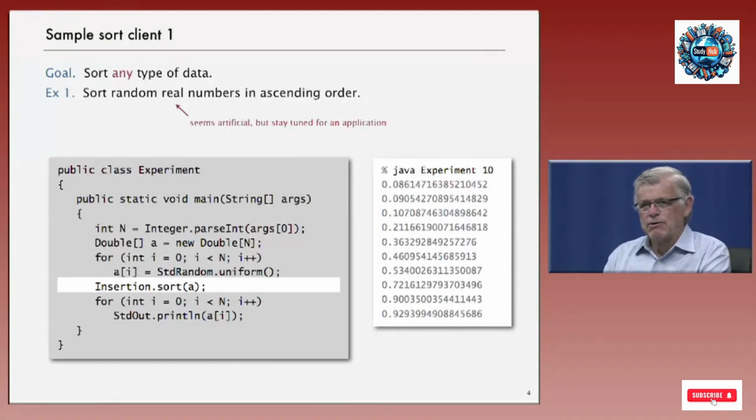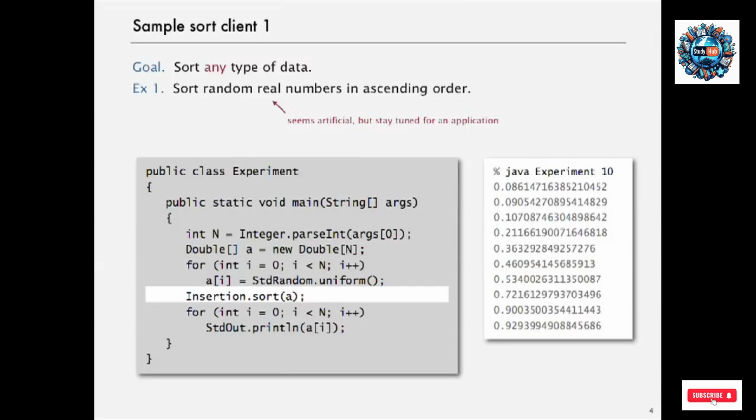Now, our goal is to be able to sort any type of data. So let's look at a couple of client programs. First example is to just sort some random real numbers into ascending order. So here's a client that calls our insertion sort method. And all it does is read numbers from standard input into an array A, then calls insertion sort, and then prints them out. And you can see on the right that the numbers are printed out in sorted order. This seems like an artificial kind of input, but actually we'll look at an application even in this lecture. And there are many applications where random inputs are a fine model.